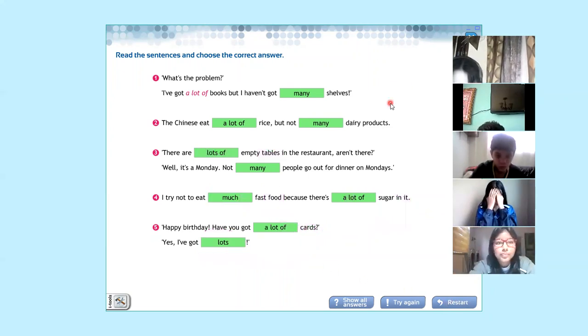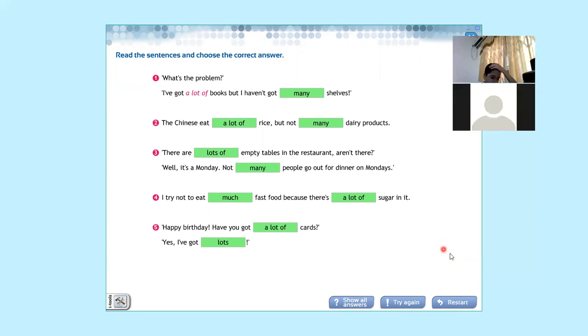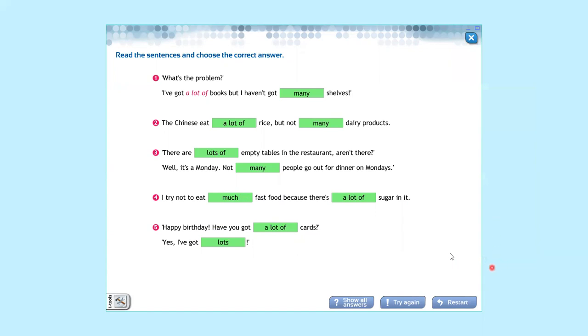Please correct in your books quickly. Complete and correct the information in your books. Let's do it. Okay, 1, 2, and 3. Remember that you can verify the information also in the YouTube channel, okay?